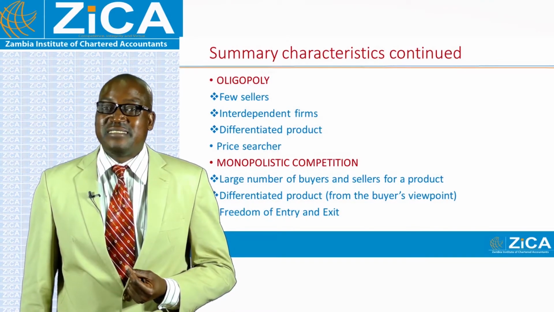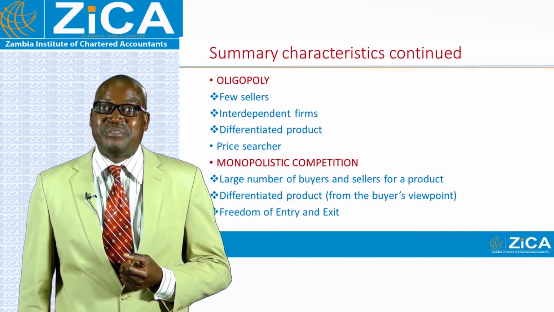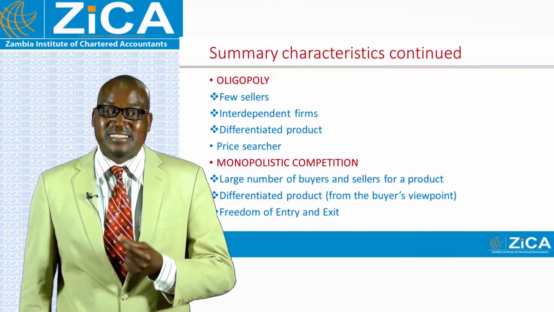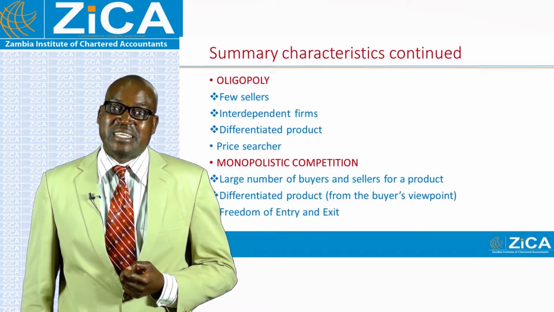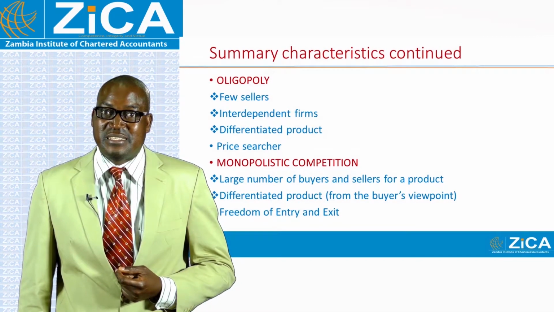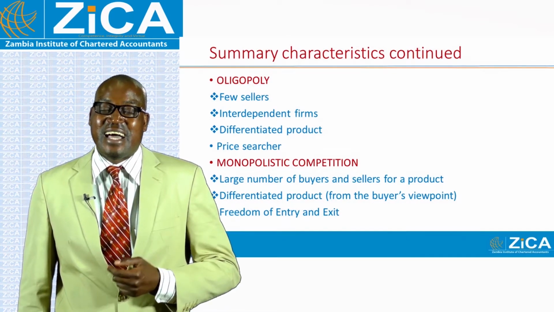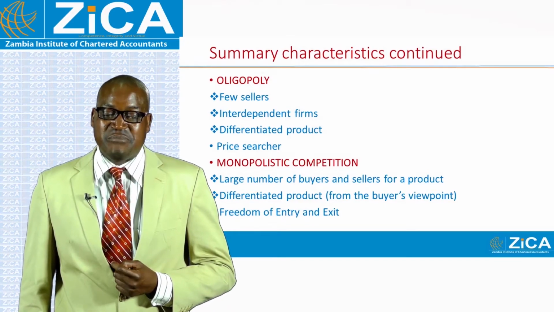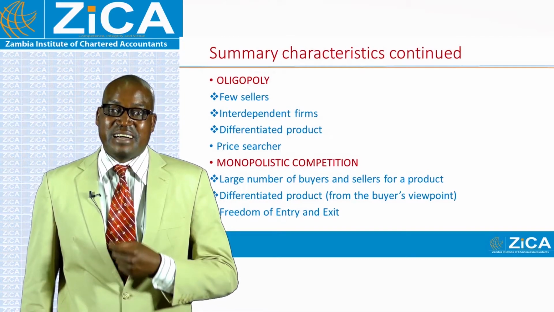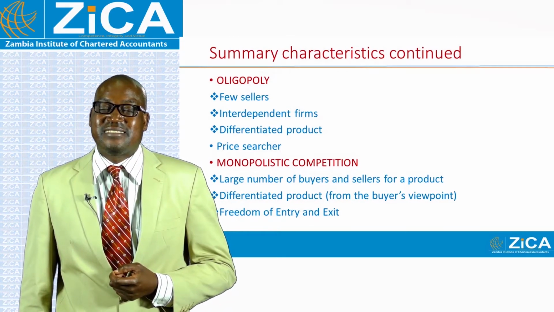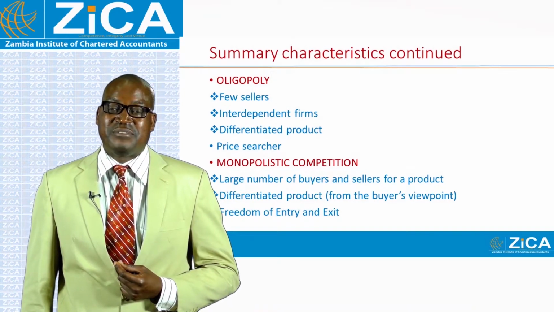The second characteristic is that the product is differentiated as far as the buyer's point of view is concerned, and this gives the company a downward sloping demand curve, like the demand curve for monopoly, even though the slope generally is not as steep as that which we find under monopoly. Lastly, there's freedom of entry and exit. Companies can enter the industry and leave the industry at will because there are no barriers to entry.